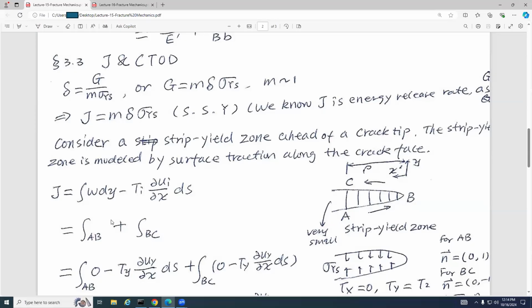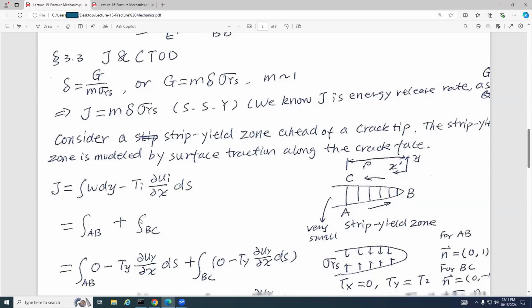Understand? So you can see, using the actual face, here is my new crack. I want to know how much energy I need to apply to extend it. This is the crack length from B to A. So for this new crack tip, how much energy should I have? This is what I labeled here.